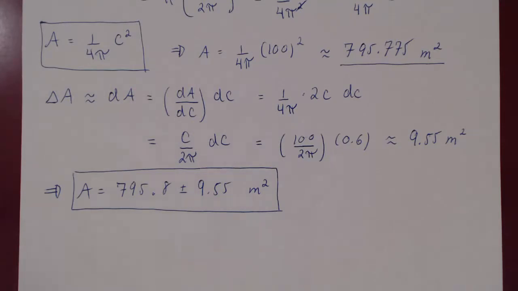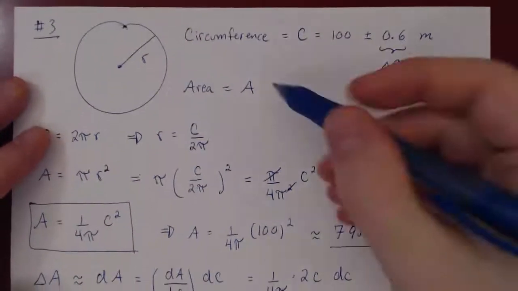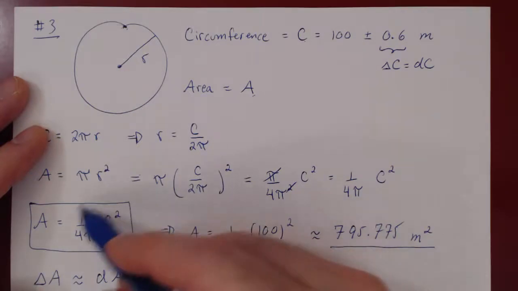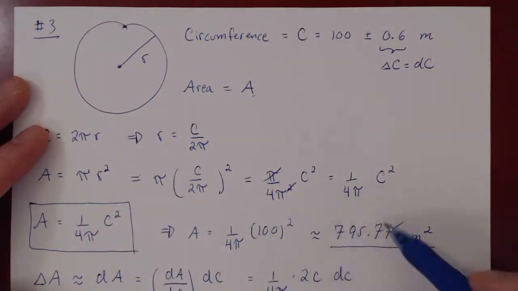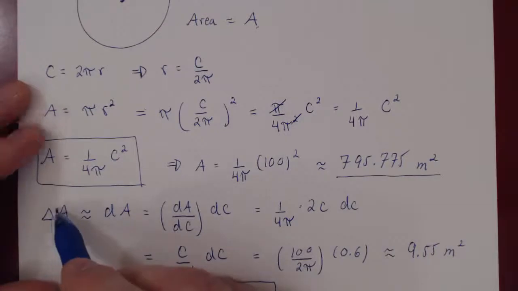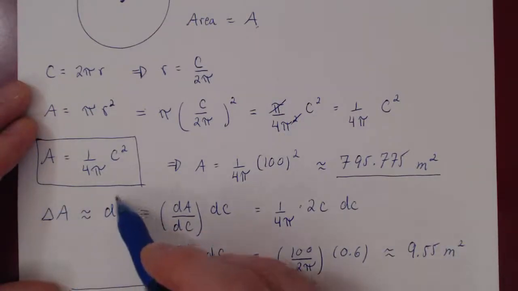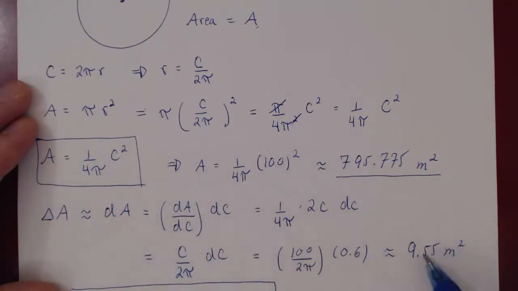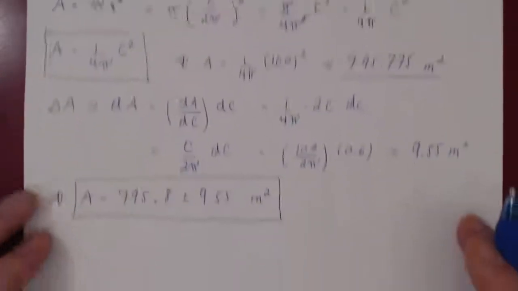And that's it. Once again, all we did is we expressed the new variable as a function of the old one. We found the value of the area, and then to find the uncertainty, the change in the variable, we estimated the uncertainty with the differential, the change in the tangent line to the area, and we got an estimate on the uncertainty of roughly 9.55 meters squared.